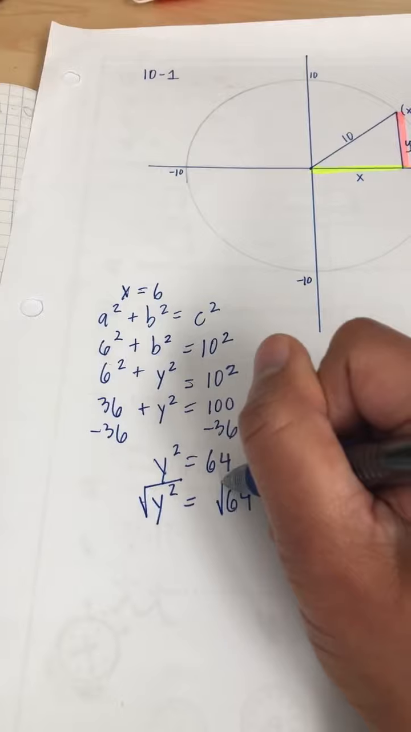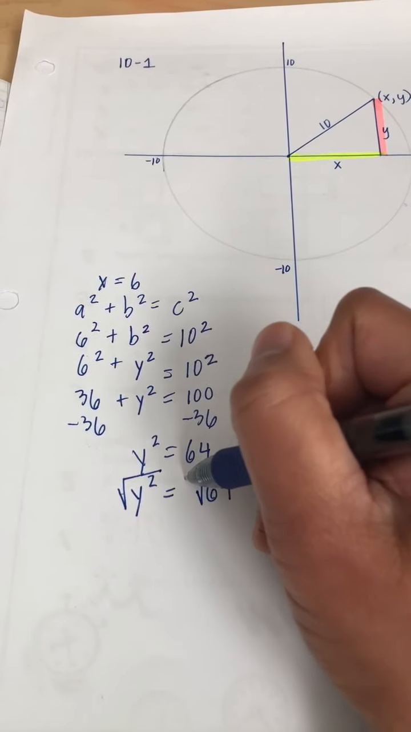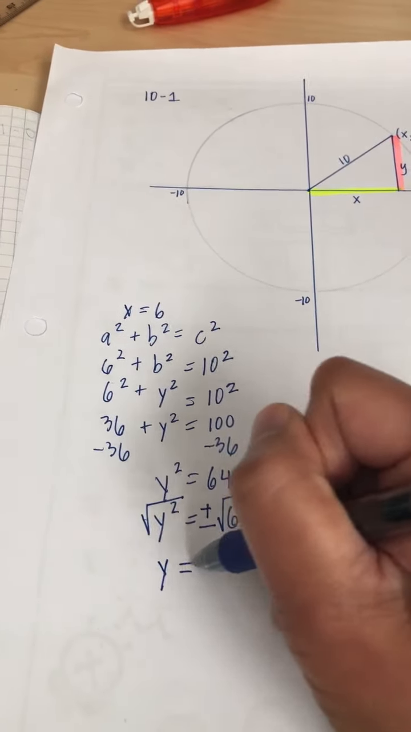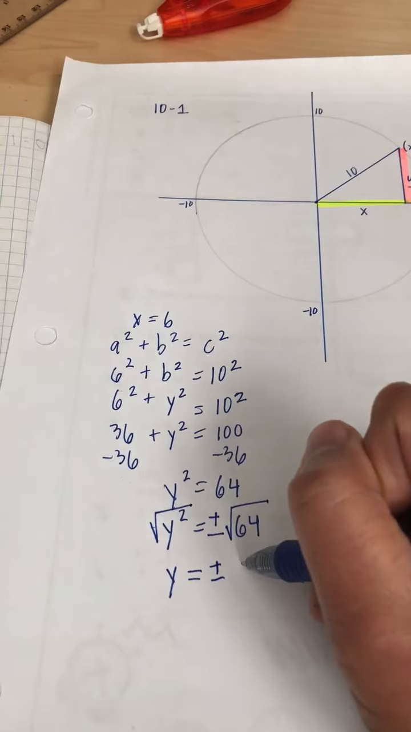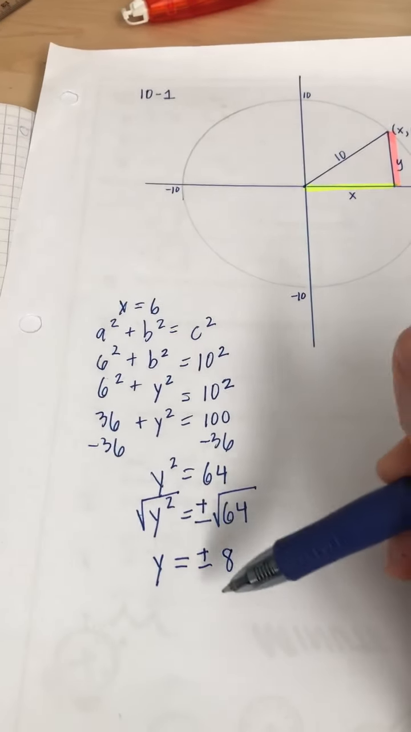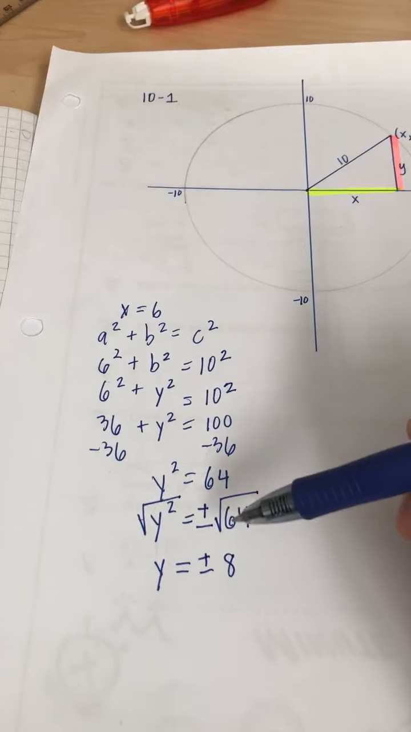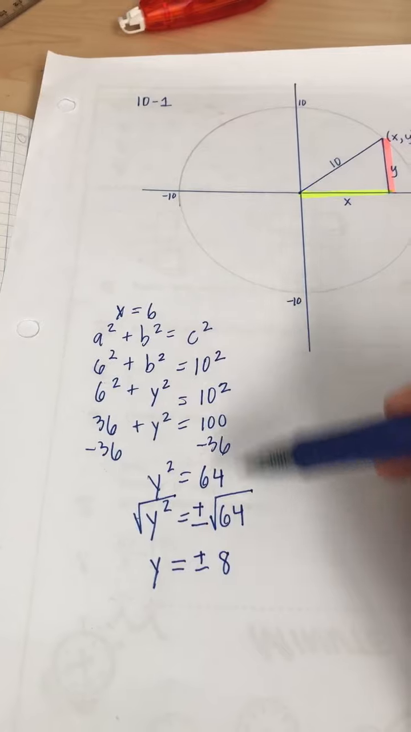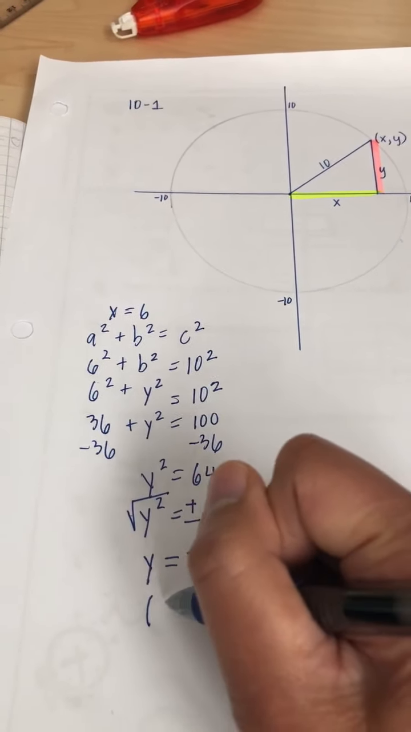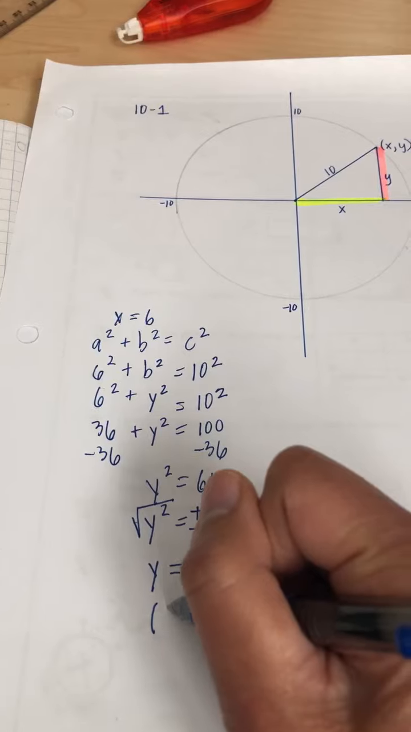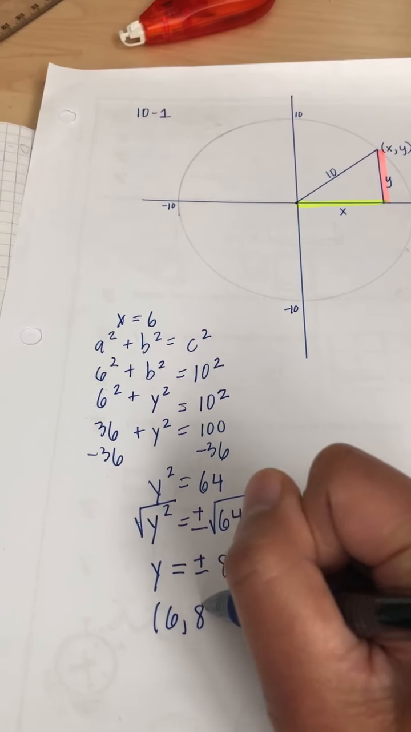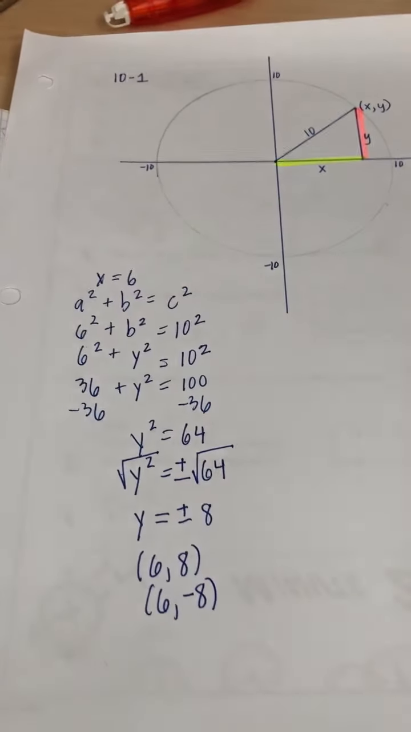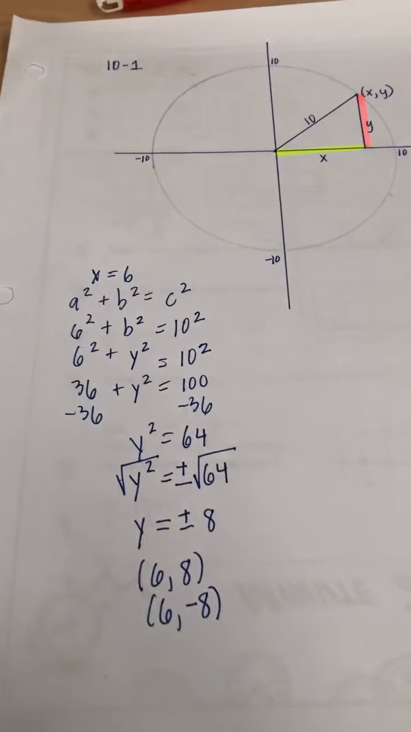When we square root that, to undo the square, we end up with 2 roots, plus or minus. We get y is equal to plus or minus 8, because we know that 8 times 8 is equal to 64, and also negative 8 times negative 8 is also equal to 64. So that is our verification that when x is 6, y is 8, or when x is 6, y can equal negative 8. All right, that is B.